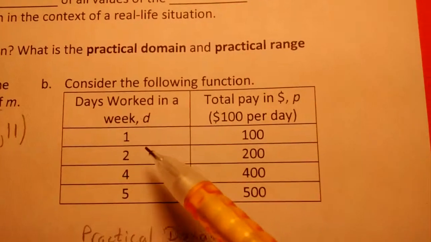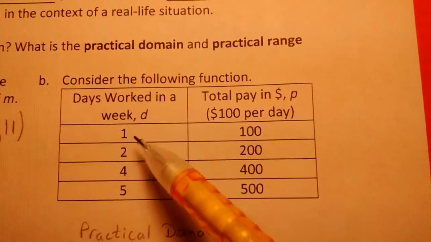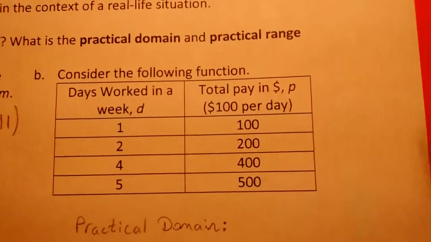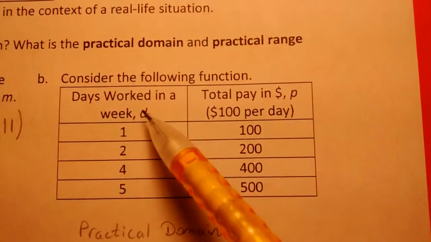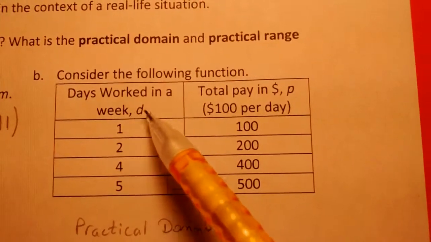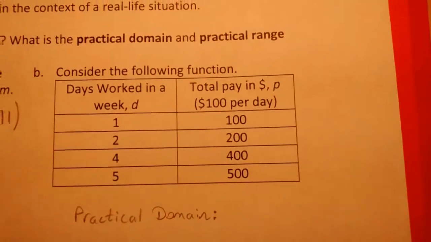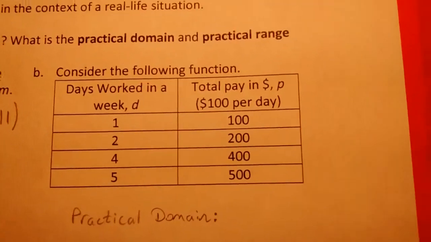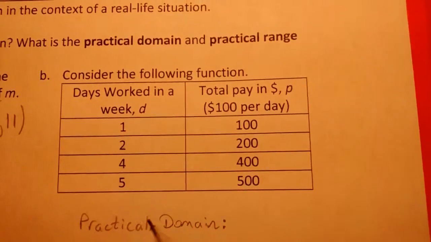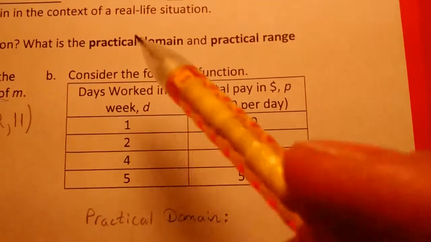Here we see this does represent a function. Each input value here is assigned to one and only one output value. And here the variables are the days worked in a week and the total pay in dollars, where P is $100 per day. Okay, so here we have a practical situation.